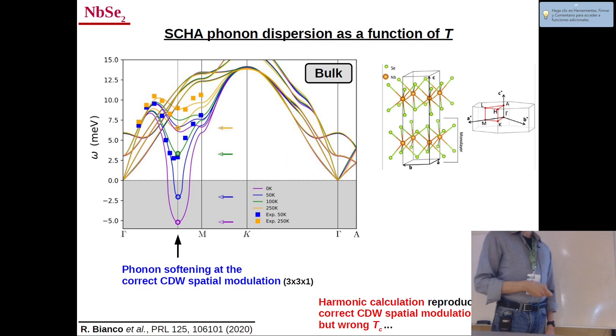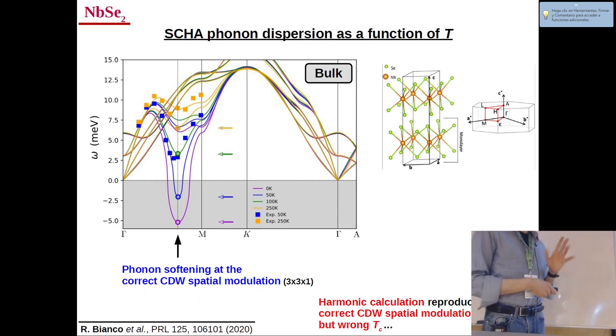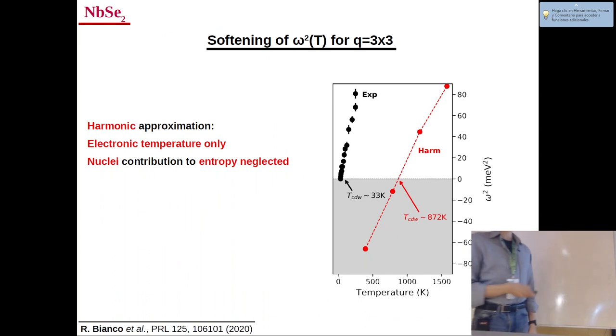Why am I now showing you this example? Because the same system was studied by another group using the electronic temperature as a factor to describe this phase transition. Now I will show you that if you use electronic temperature, you totally miss the correct behavior of the system in terms of temperature. So this is what you obtain if you use just the electronic temperature: you compute the harmonic phonons, but just using different temperatures in the Fermi-Dirac smearing for the DFT calculation.